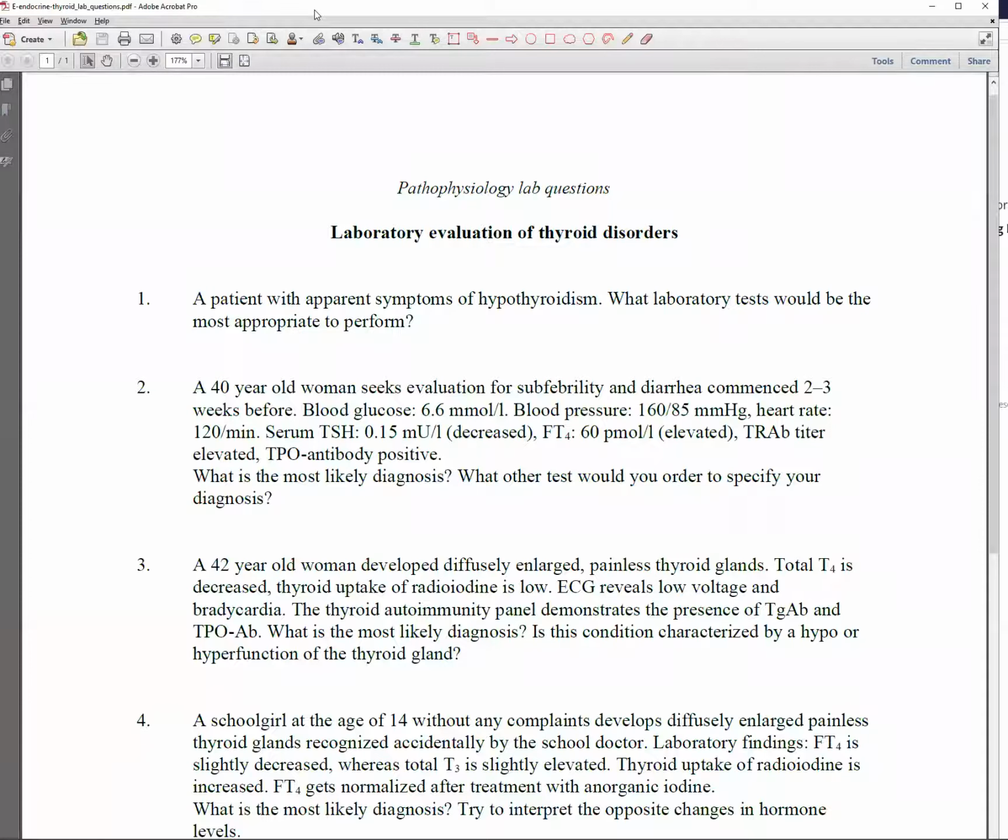Vicky. That's me. Okay, so the question is, a patient with apparent symptoms of hypothyroidism, what laboratory tests would be the most appropriate to perform?